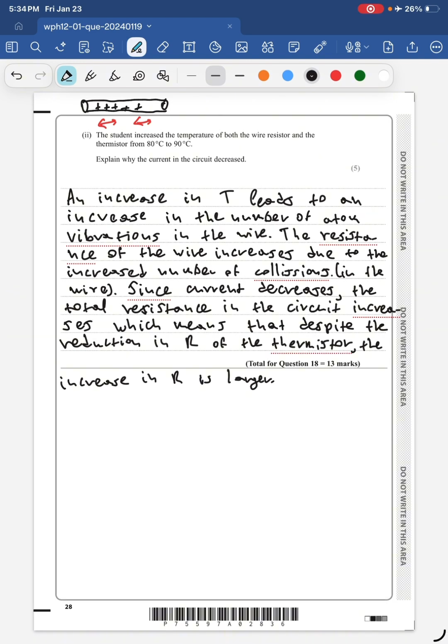So the resistance of the wire increases, and even though the resistance of the thermistor decreases, we still have a larger increase in the total resistance due to the increased resistance of the wire. Okay, I hope this makes sense.